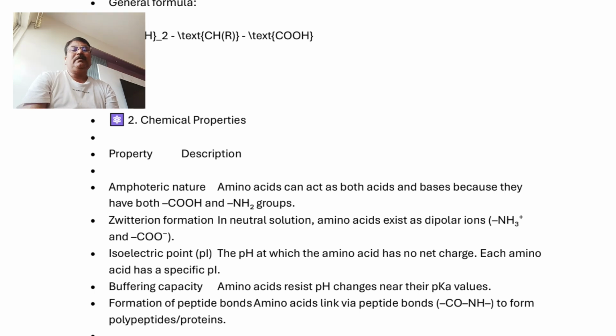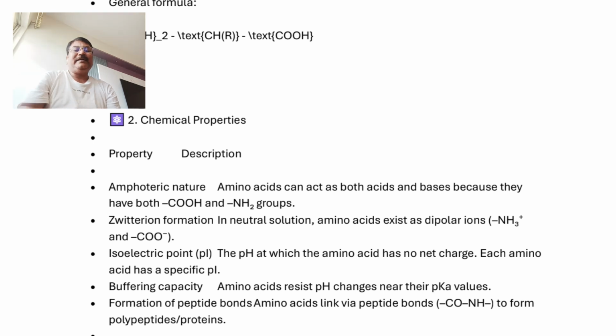Third, isoelectric point, pI. This isoelectric point is a special property shown by various kinds of alpha amino acids, and we will see the same in detail later in this video. So isoelectric point is the pH at which the amino acid has no net charge, that is neither positively charged nor negatively charged, and this is the special property.